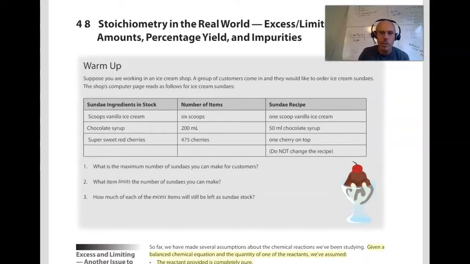This is Lecture 12, Section 4.8, Stoichiometry involving excess and/or limiting reactants. If we take a peek at this warm-up, which is a great analogy for limiting reactants in chemistry, we're looking at a table that tells us what it takes to make a sundae: ice cream, syrup, and cherries, the amount that is on hand in a sundae shop.